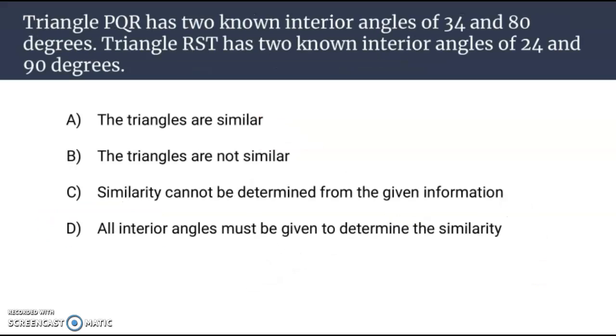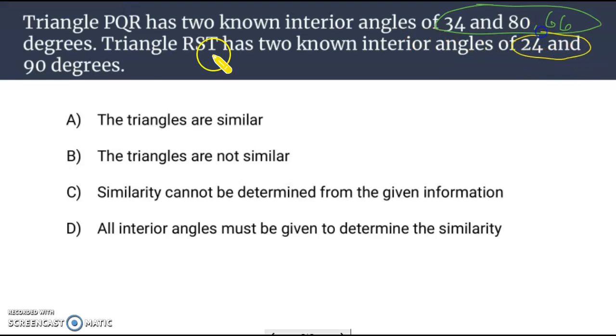All right, our last one. Triangle PQR has two known interior angles of 34 and 80 degrees. Triangle RST has two known interior angles of 24 and 90 degrees. So do we have enough information to know here? Let's figure out the unknown angle measure from 34 and 80. We're going to take 180 minus 80 minus 34. That gives us 66. And I don't see 66 in the other set.